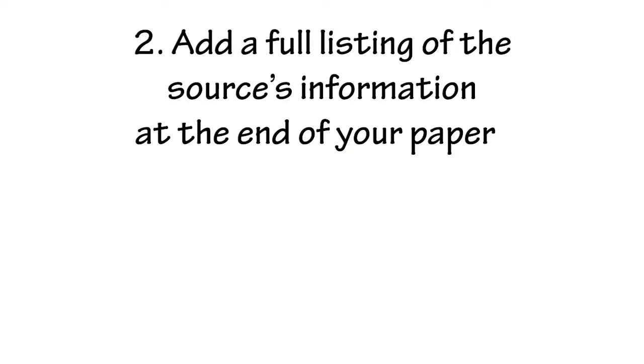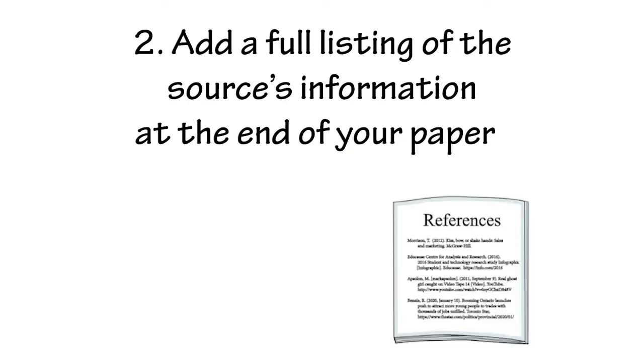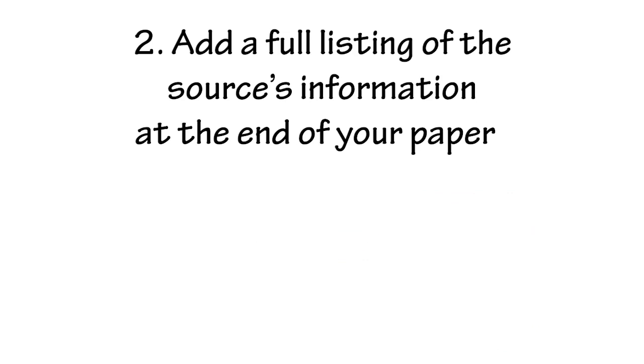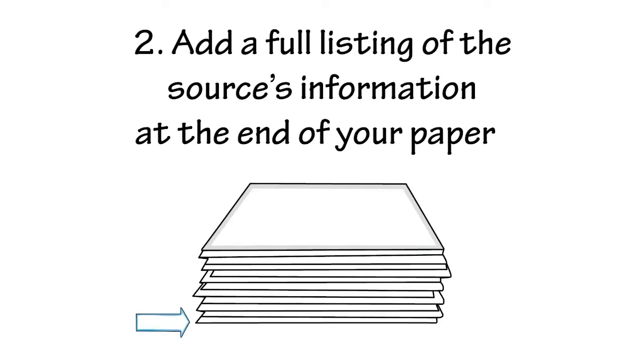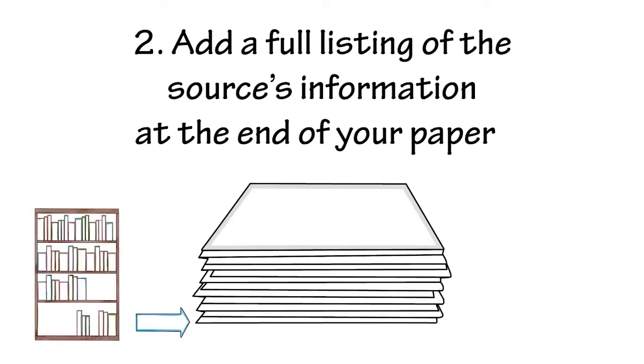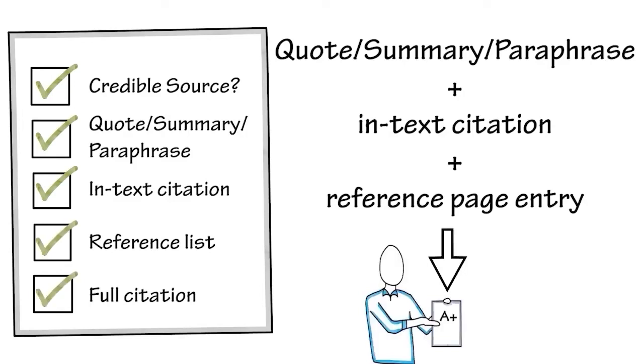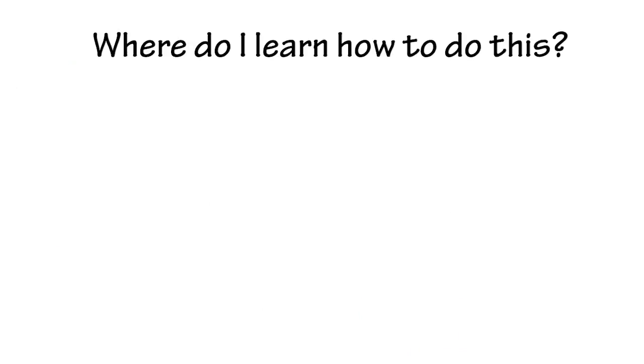2. Add a full listing of the source's information at the end of your paper. This part of the citation is commonly called a reference. Other names for a reference are full citation, reference list, or page entry, or bibliography. In APA style, the reference page is the last page of your paper, and you will list all of the information about all of the sources used in your paper. Each source used in your writing must have an in-text citation and matching reference page entry to ensure you avoid plagiarism.